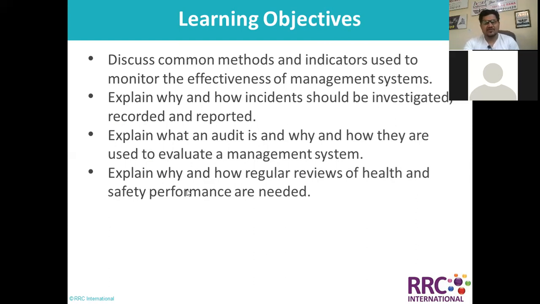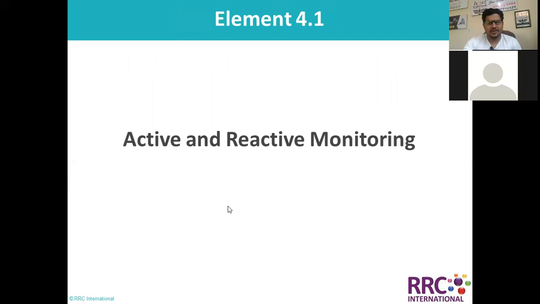The next objective is to explain why and how regular reviews of health and safety performance are needed, as per NEBOSH theories, which we will learn from this element four. If you have a safety committee, are they reviewing safety performance every month, weekly, daily, quarterly, biannually, or annually? When you are reviewing, you can see whether your safety system is improving every day and going on the right track. We will learn this in this element. So let's start, first of all, with active and reactive monitoring.